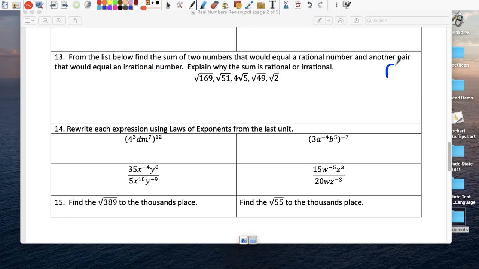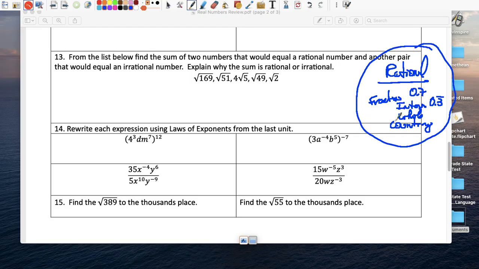So a rational number. So let's think about rational number. Right, it could be a counting number. It could be a whole number. It could be an integer. It could be a fraction, a terminating decimal, like a 0.7, or a repeating decimal. Anything that is in this will be rational.